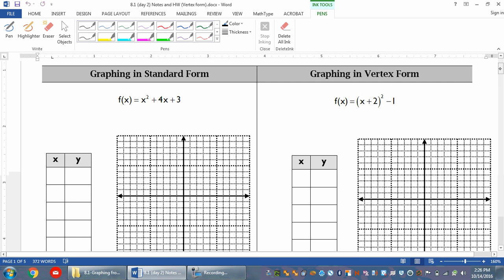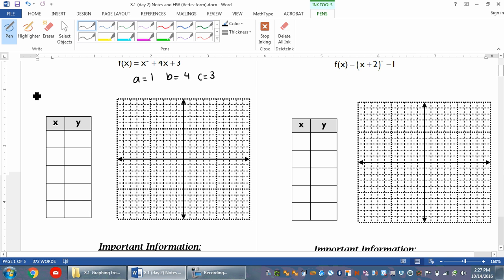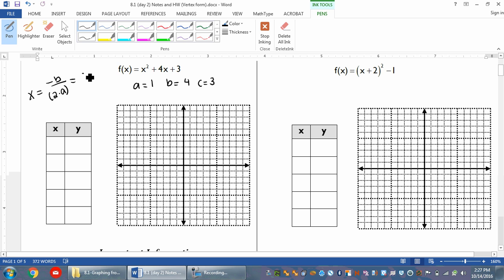First off, we learned how to graph in standard form. Remember that's ax squared plus bx plus c, where a is the number from the x squared, which is 1, b would be 4, and c would be 3. Now to find the vertex, remember this was that formula, x equals the opposite of b over 2a. The opposite of b would be negative 4 over 2 times positive 1. Put that in your calculator and we would get negative 2.